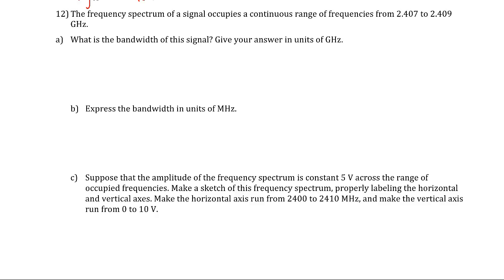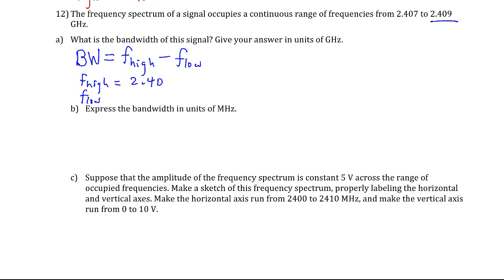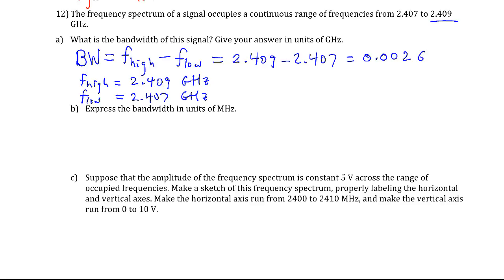The equation for the bandwidth is the high frequency minus the low frequency, and our high and low frequencies are given to us. The high frequency is 2.409, and the low frequency is 2.407 gigahertz. Plugging these values in, the bandwidth is 2.409 minus 2.407, which is 0.002 gigahertz.